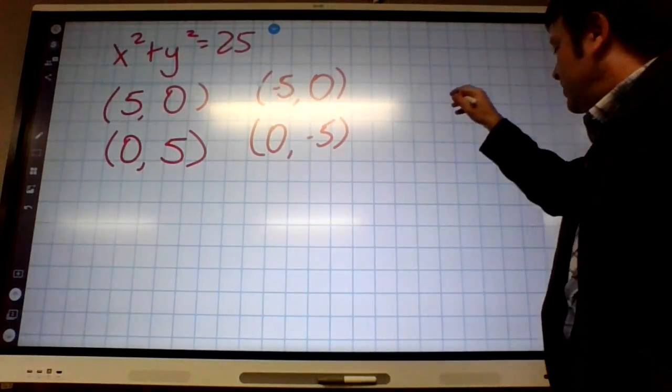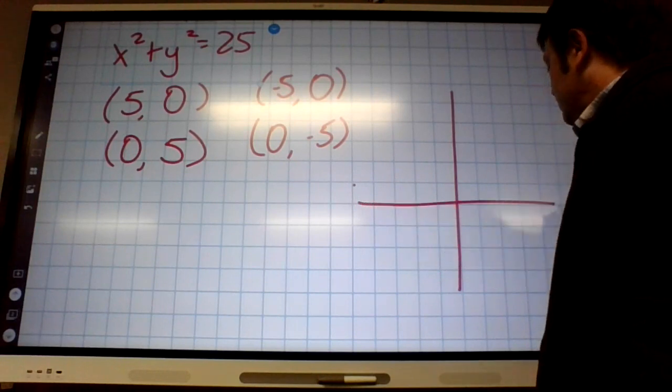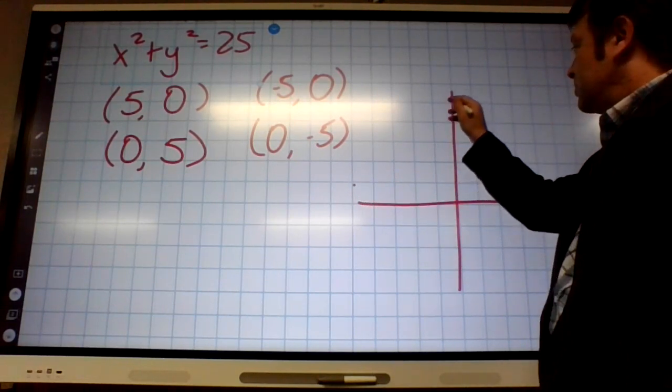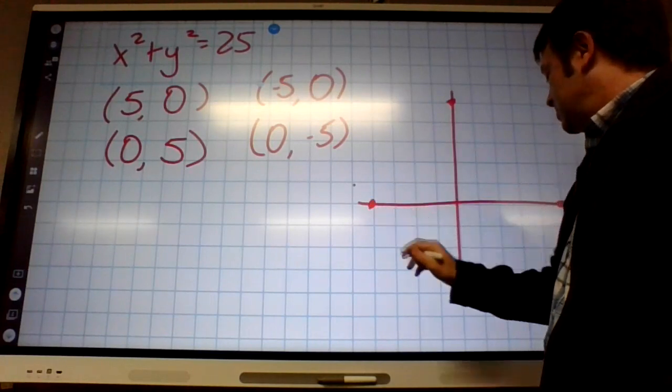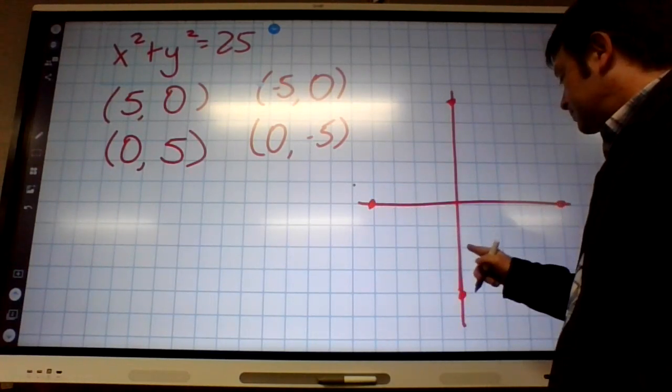So, if I graph all those points, put that there, 1, 2, 3, 4, 5. What shape do you guys think this was? A circle. Or a square. A box.